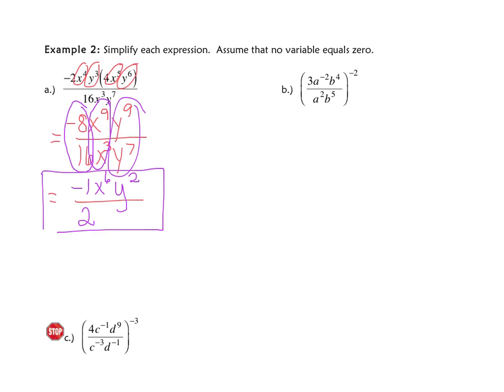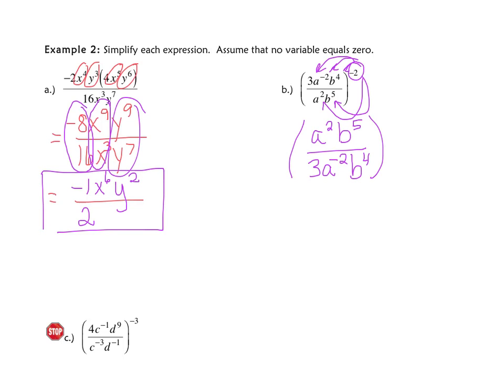Okay, the next problem, part B, there's a few different things you could do. You could take this negative 2 power, give it to every single thing inside the parentheses, so it'd be to the 3, to the A, to the B on top, and then to the A and to the B on the bottom. Or you could eliminate that negative right away by taking the reciprocal of the fraction, so A squared B to the 5th over 3A to the negative 2 B to the 4th, and then by flipping that fraction, it makes the exponent positive.